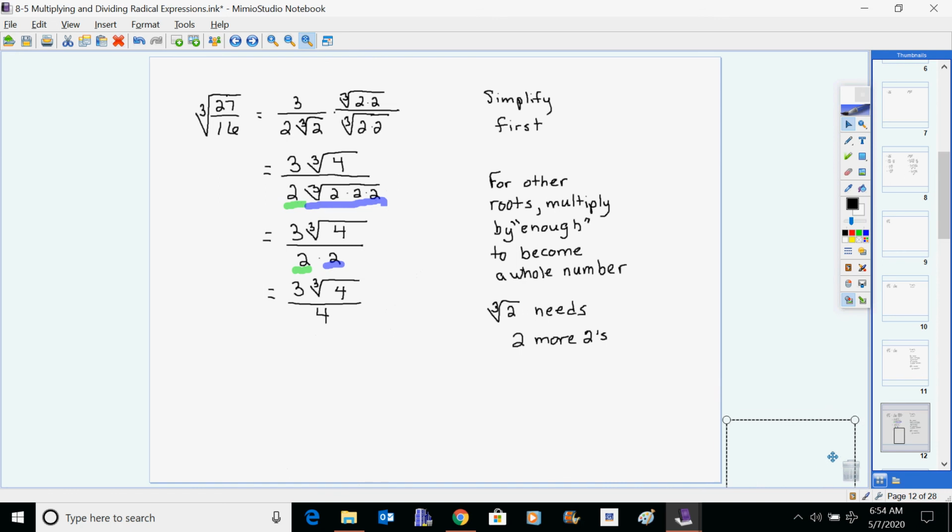Now just be careful, don't be tempted to try to cancel this one and this one. A 4 is different than a cube root of 4. They're 2 different numbers. They don't have a common factor. They just look enough alike that it's tempting to try and slash them, but they're 2 completely different numbers. Be careful with them.